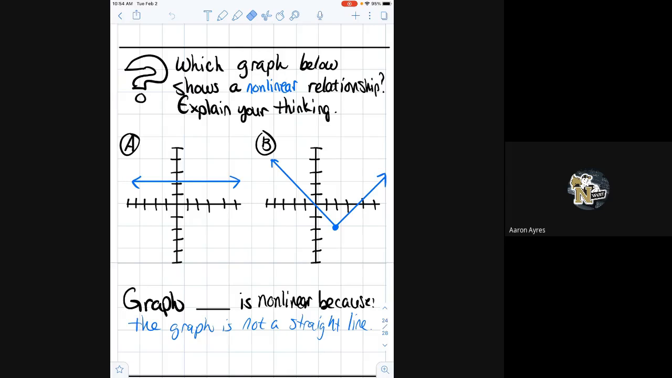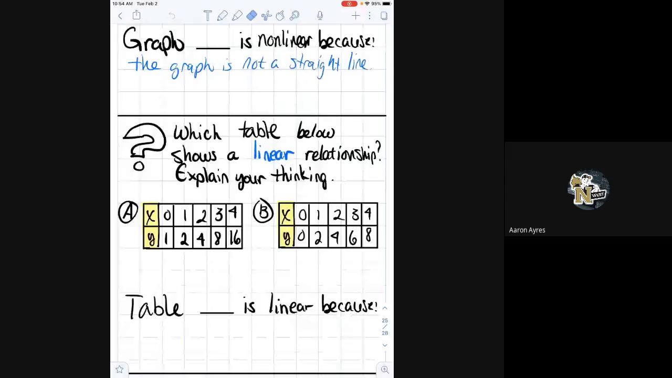So on this one, which table shows a linear relationship? Which table shows a linear relationship? All right, study the tables. Get a picture of them in your notes if you need to, and then answer the question, and we'll go from there. And you might want to revisit your notes from before because this work has been done before. So keep that in mind. I'll come around and see how you're doing.